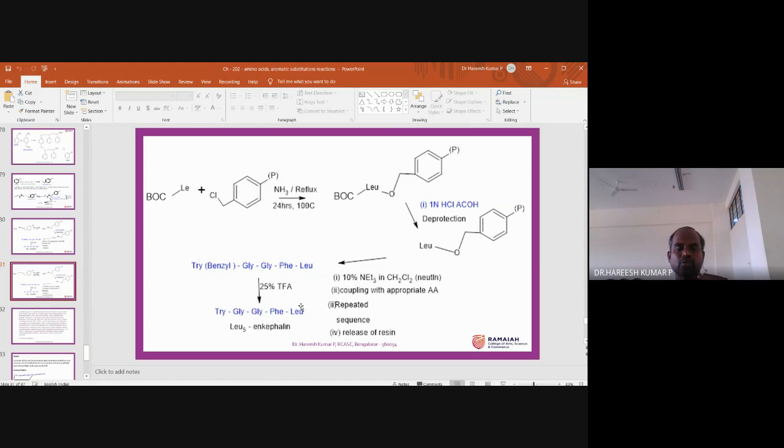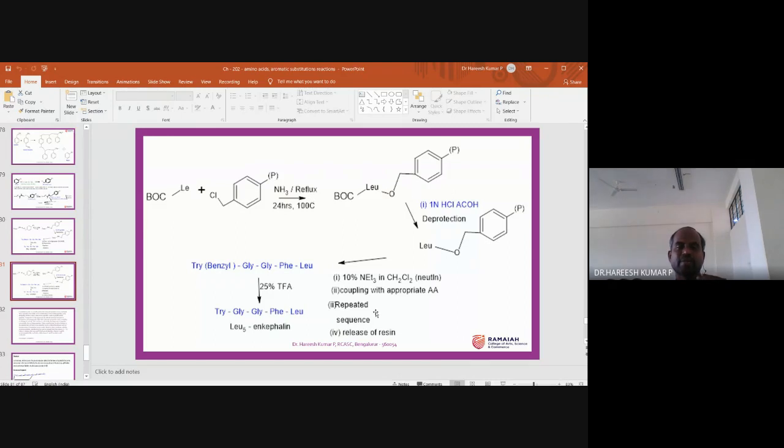So you should be able to do it in such a way that if it is a solid phase peptide synthesis, you have to start with the C-terminal end. If it is a solution phase synthesis, you should start with the N-terminal end. So that is the thing you need to remember. In a solution phase synthesis, protection, activation, coupling, and deprotection is the common method for the synthesis.